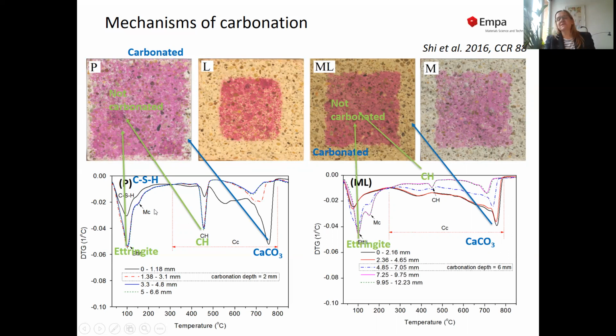We can do similar observation if we look on a metakaolin limestone blend. Again, we see in the not carbonated region the presence of a tiny amount of Portlandite and some ettringite, while in the carbonated region, which is much bigger in the metakaolin blend, we see the presence of calcium carbonate, the disappearance of Portlandite, and also the disappearance of ettringite.